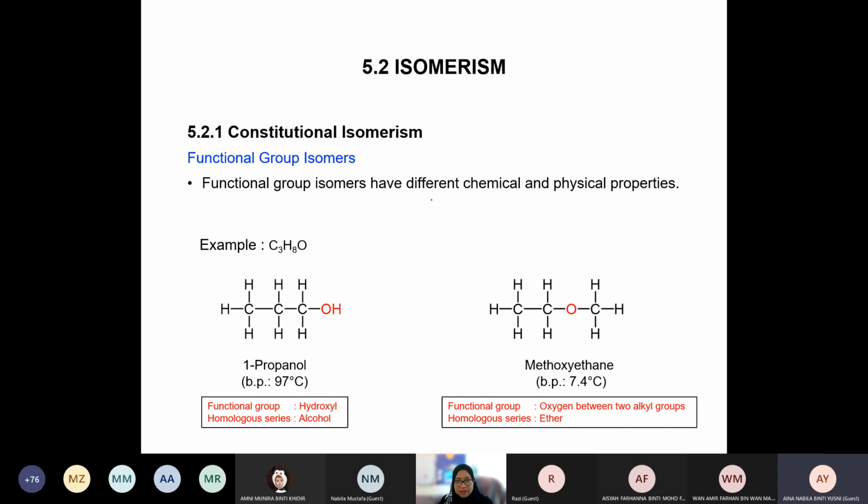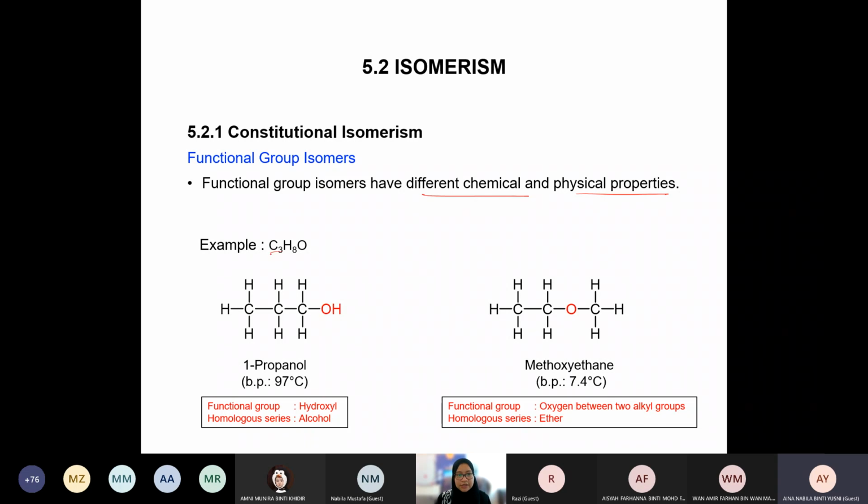Functional group isomers have different chemical and physical properties. Remember last time we learned that when molecules have the same functional group, their chemical properties will also be the same, but not the physical properties. We are talking about chemical properties. They will have the same chemical properties if they have the same functional group. If they differ in terms of functional group, of course, the chemical properties will be different.